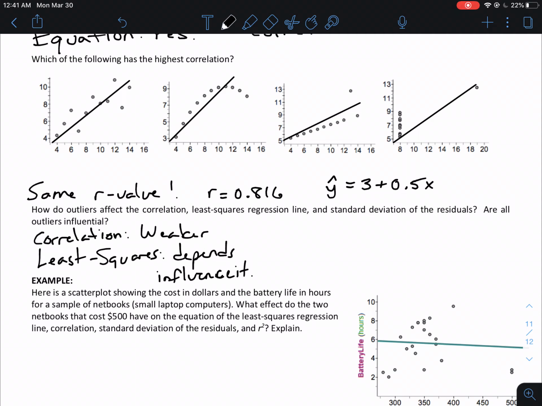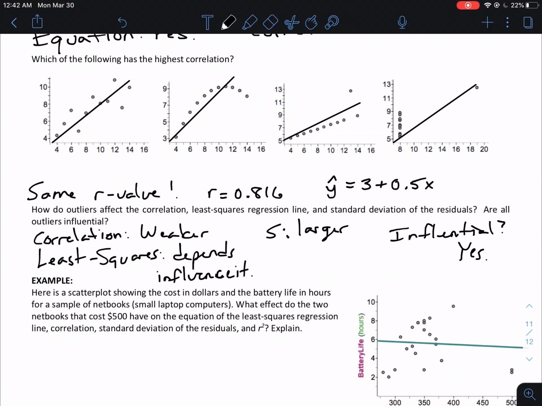Next thing, S, your standard deviation of the residuals. That's going to become much larger. And that's just because obviously you're going to have a couple of residuals that are much higher compared to the rest. Finally, are all outliers influential? The answer to that is yes. So all outliers are influential, no matter how far away they are. They definitely influence the rest of your data.